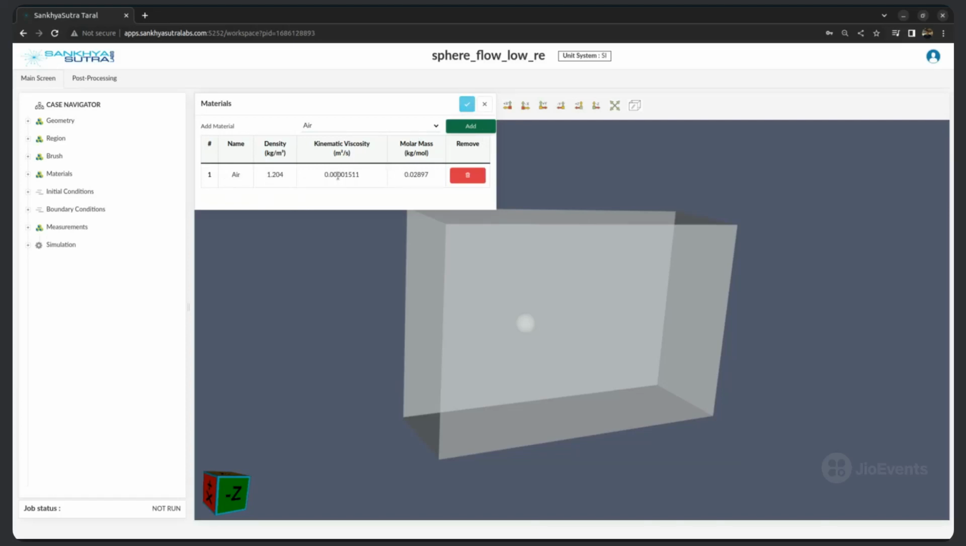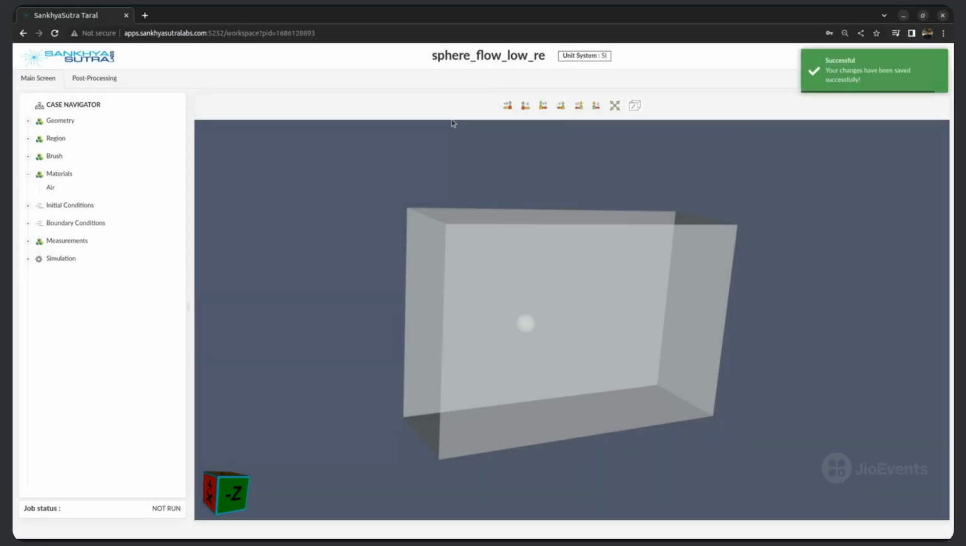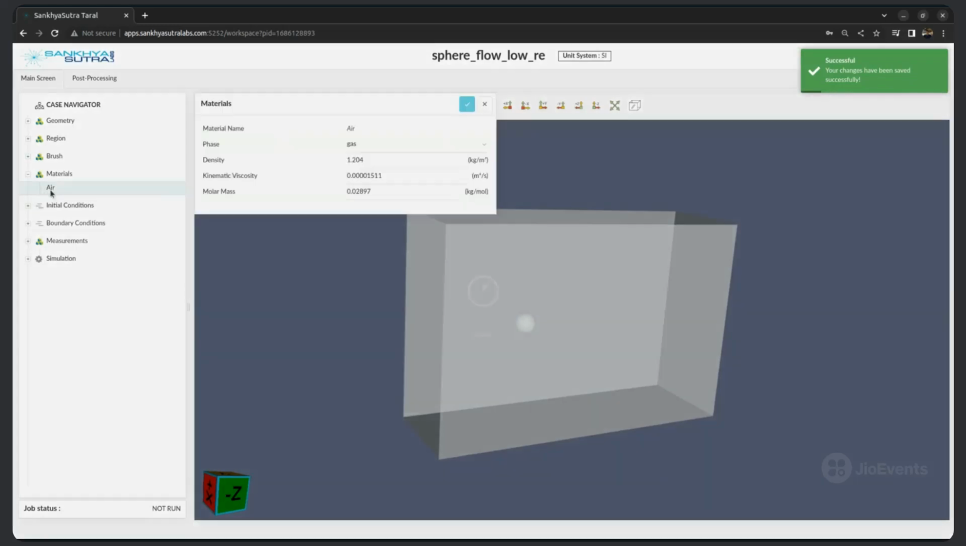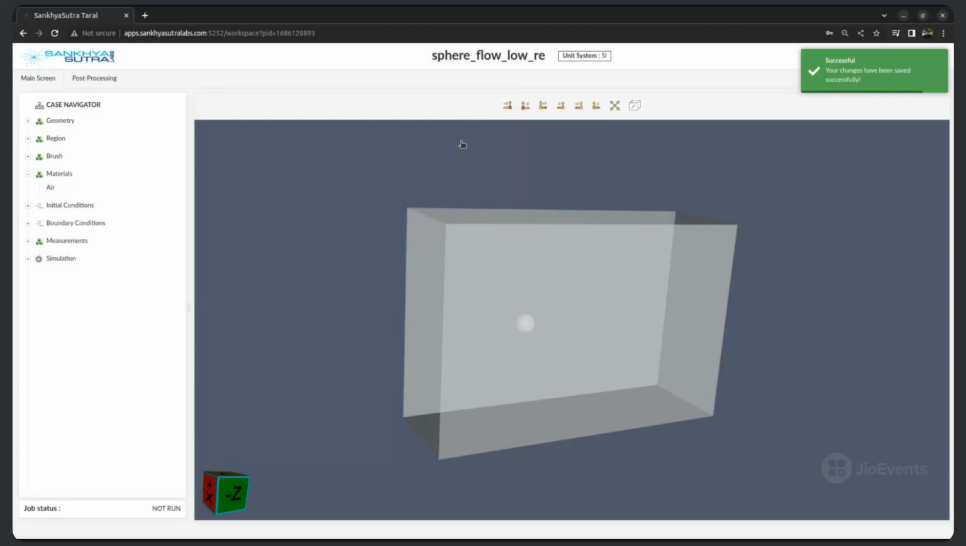And it's also possible to edit the material properties that are assigned to this material. For that, you have to click on apply. And basically air got added to our simulation. You go here and then you modify. Let's say I want it to be this value. So I edit it and I click save. So it says my changes have been saved successfully.